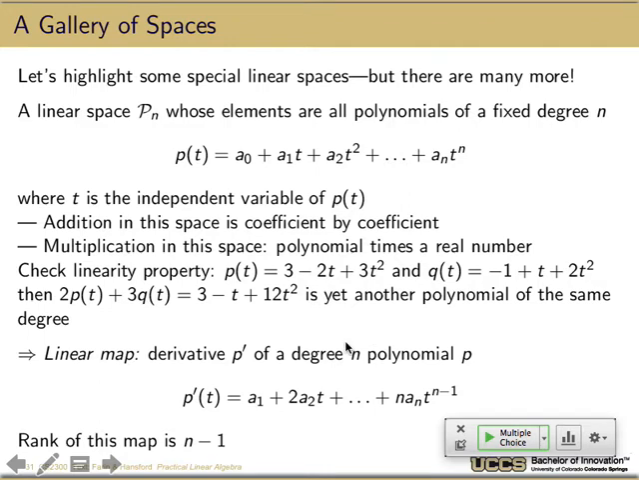Now, we did this here for the space of polynomials, but that's true in general. The derivative operator is always a linear operator, but it's not always a rank reduction operator. Because when I take the derivative of a cosine, I get a sine. It keeps all of its rank the same.